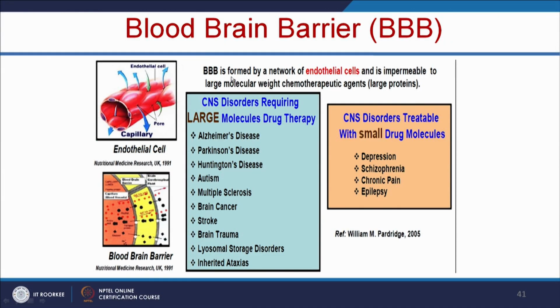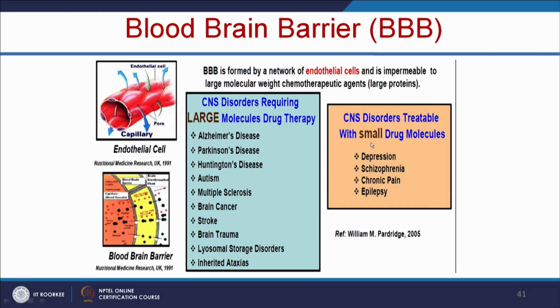This blood brain barrier is formed by a network of endothelial cells, as I told you earlier, and it is impermeable to large molecular weight chemotherapeutic agents. But for most diseases we have to send the drug to the brain. For example, CNS disorders requiring large molecules for drug therapy include Alzheimer's disease and Parkinson's disease.